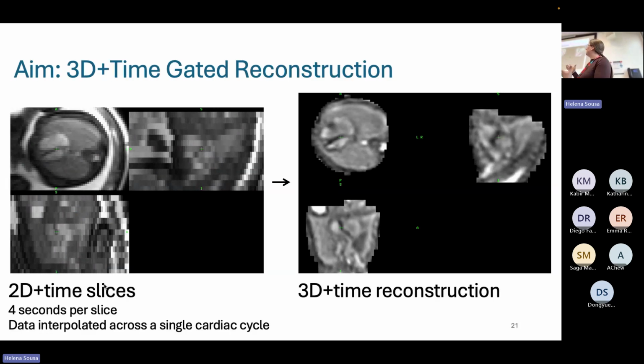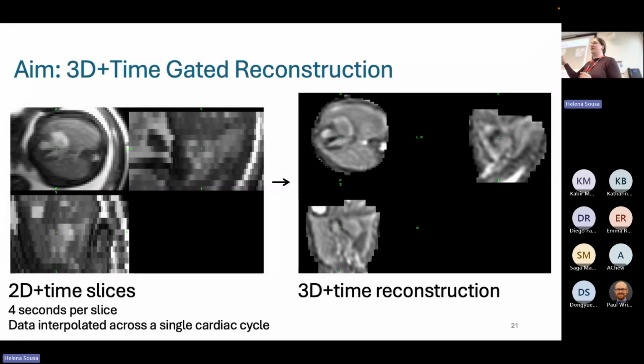So this is our new 3D plus time problem. And you can see on the left, we've got our stacks of 2D plus time slices, which have been acquired from the scanner. Now, each of these slices takes about 4 seconds to acquire, which does slightly increase the risk of there being motion within the slice. But also, what's really nice is the data then gets interpolated on the scanner across a single cardiac cycle because of the benefit of having the gating. So we're able to use this with the time dimension, the classical method, to produce a 3D plus time reconstruction of the fetal heart beating.